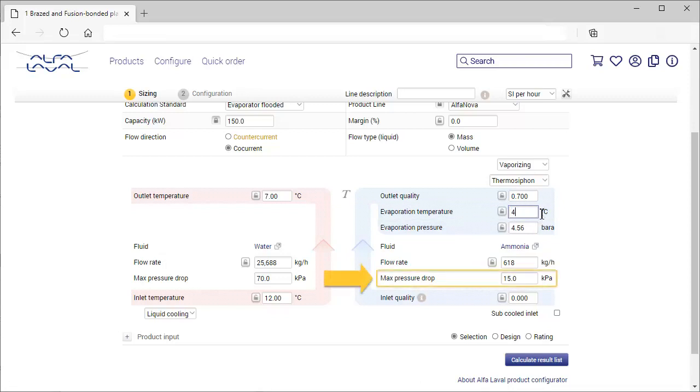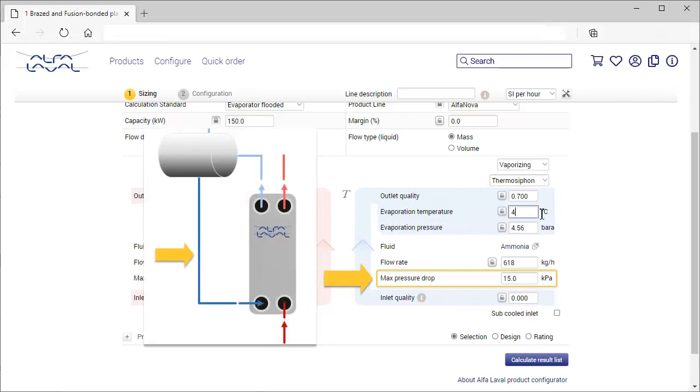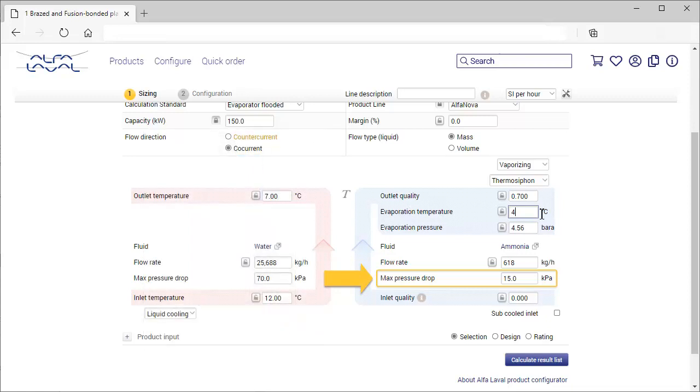Pay attention to the maximum pressure drop for the refrigerant. This is depending on the density of the refrigerant, the height of the heat exchanger, and the level of the tank. Typically, the maximum pressure drop for ammonia is between 5 to 15 kilopascal. For this exercise, we will enter 12 kilopascal.